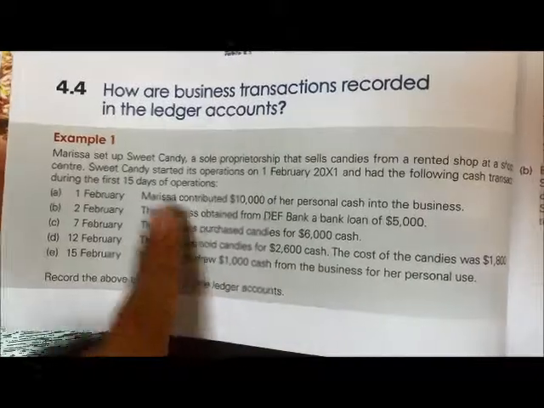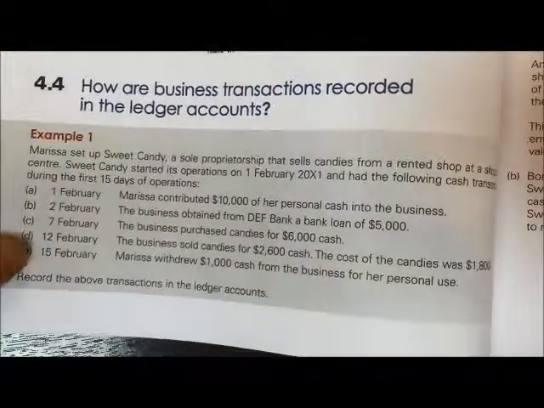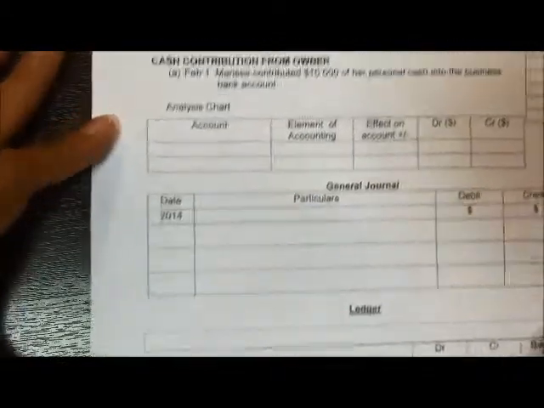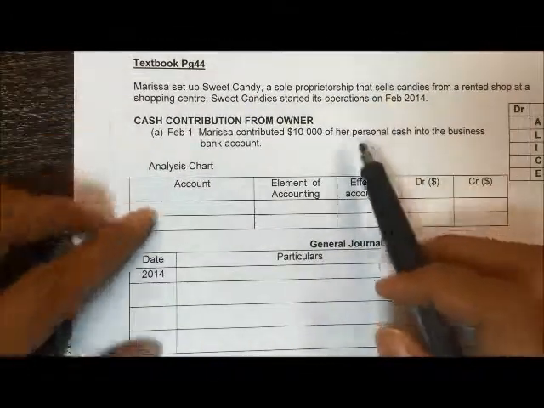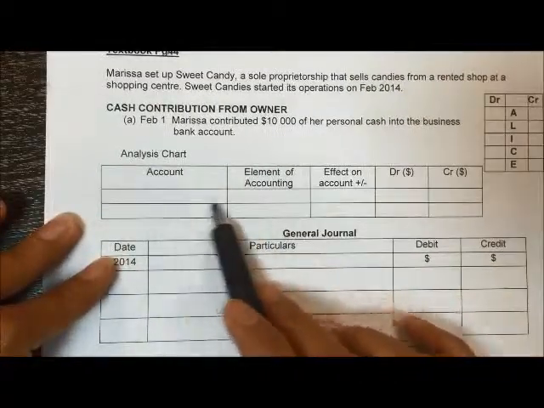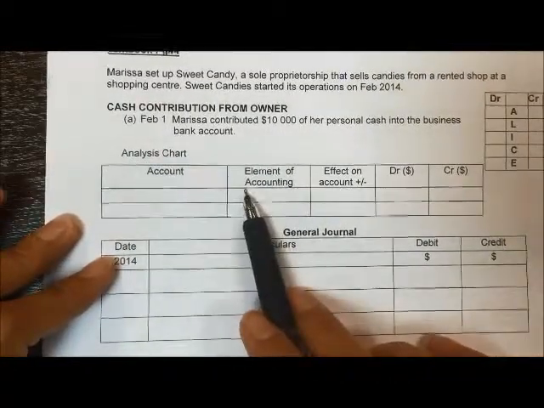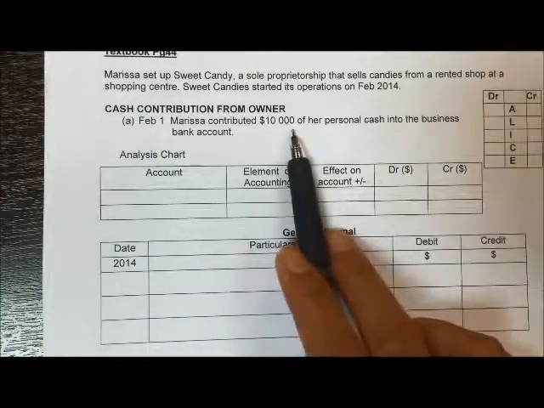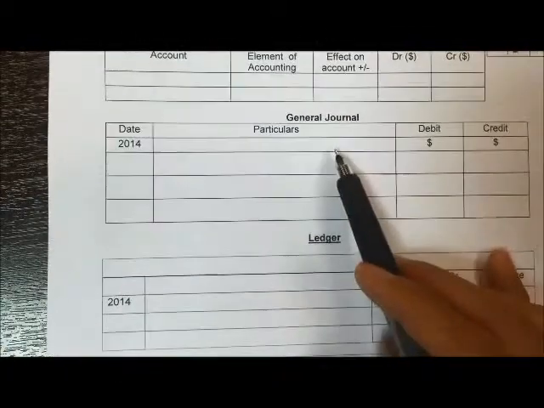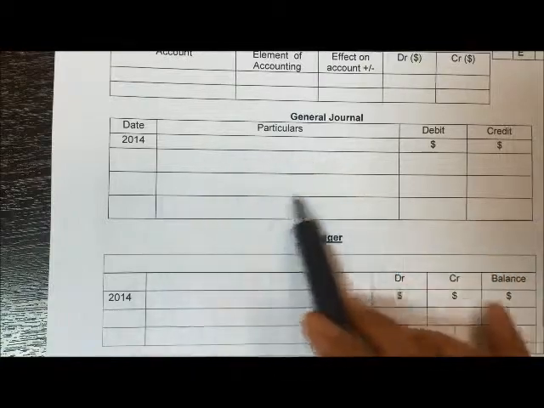Okay, so we are going to refer to some of the transactions here, on page 44 of your textbook. Now if you look at this, I have taken it out on a worksheet. I'm going to show you. You will see this is something familiar to you. This is your analysis chart where you're going to do your working of the transaction. Then you're going to record it in this general journal.